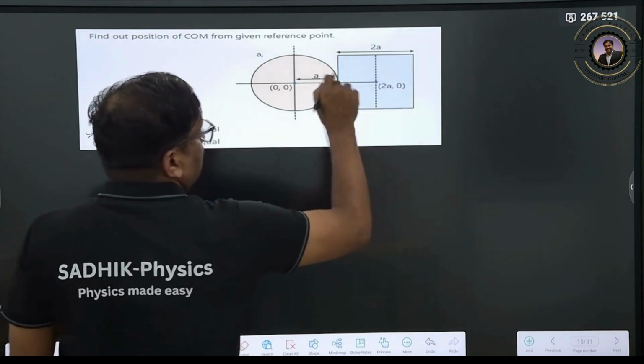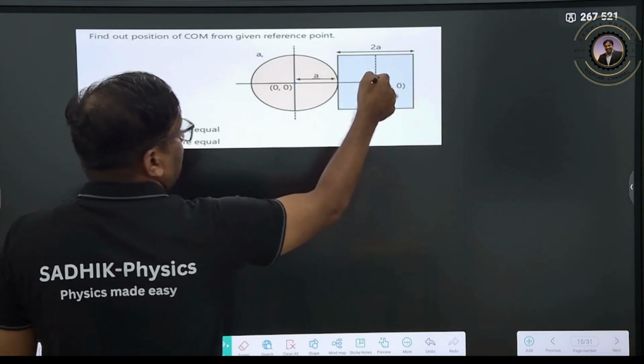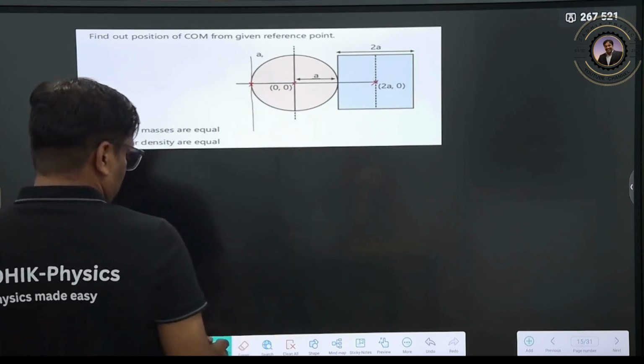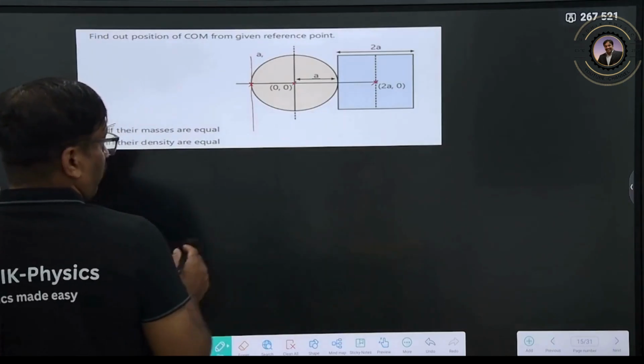This is your square plate, so the center of mass will be located exactly at this point. That means I will calculate the center of mass from this point. Clear?